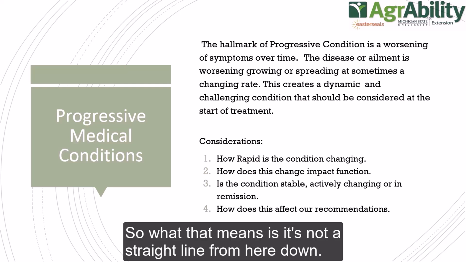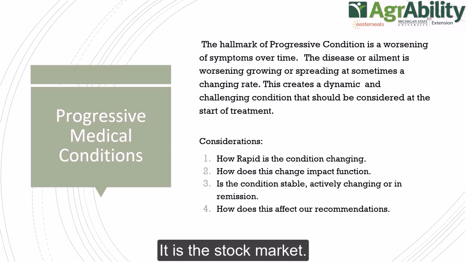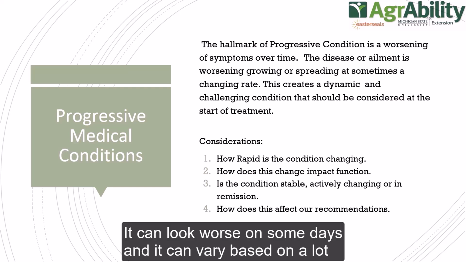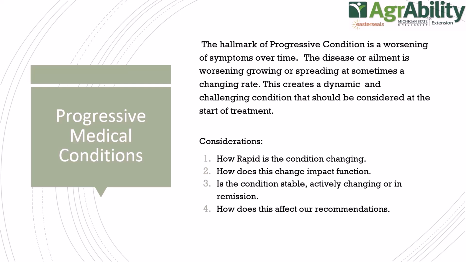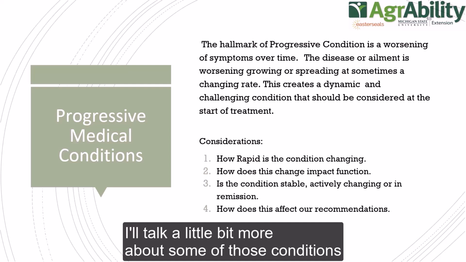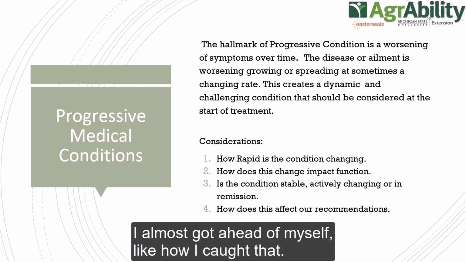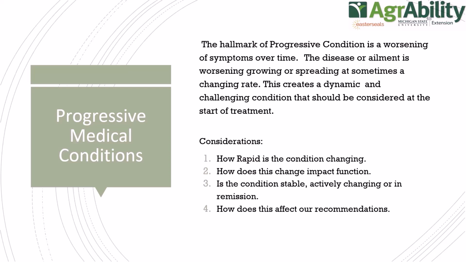So what that means is it's not a straight line from here down. It is the stock market. It can go up and down on any given day. It can look worse on some days, and it can vary based on a lot of external conditions. I'll talk a little bit more about some of those conditions and what that might look like. I almost got ahead of myself, like how I caught that.